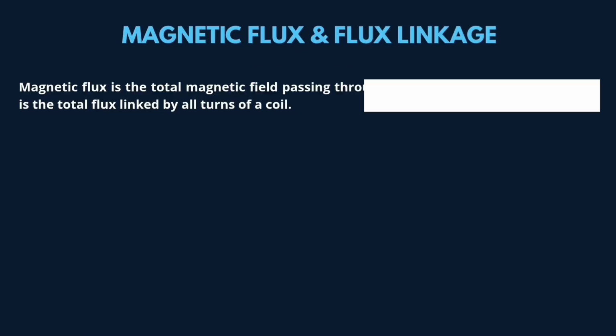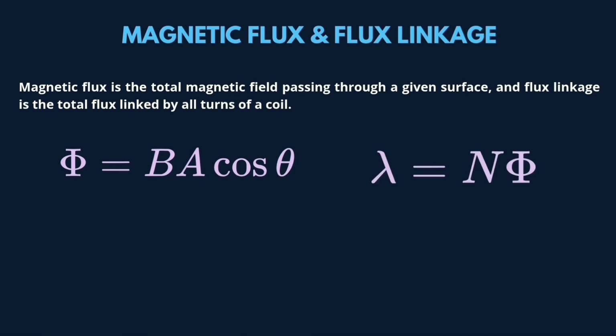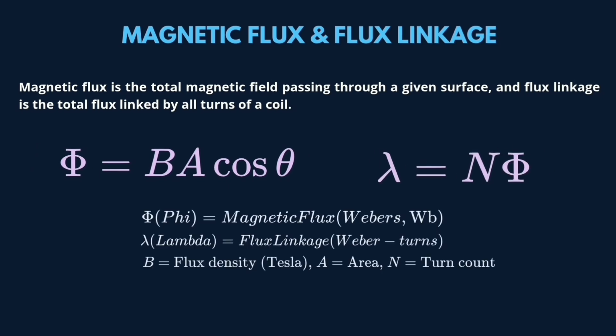Magnetic flux is the total magnetic field passing through a given surface, and flux linkage is the total flux linked by all turns of a coil. Phi, which is magnetic flux, is given as B into A into cos theta, where B is flux density, A is area, lambda is nothing but your flux linkage, N is the turn count.